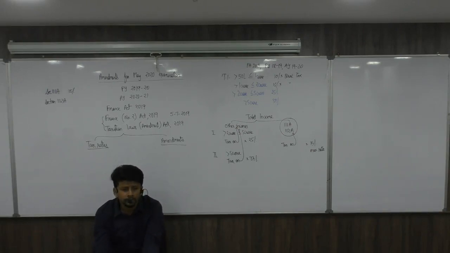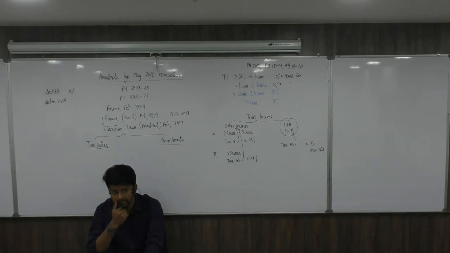So till the time your rate of surcharge applicable is 10% or 15%, you have to do it normally. The problem arose because 15% was increased to 25%. 15% was increased to 37%. That is where the problem arose. So when does it go to 25%? When does 25% apply? Only when the total income exceeds 2 crore.